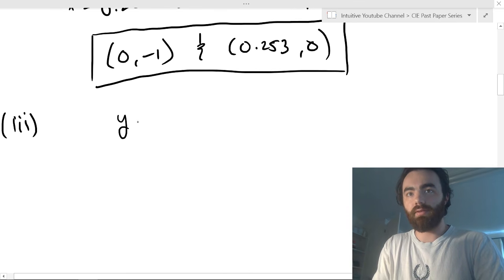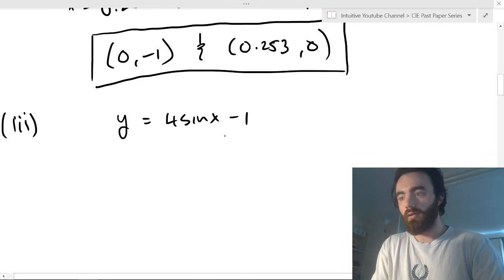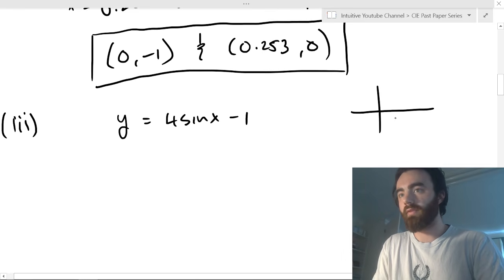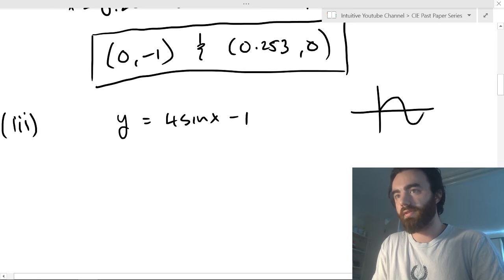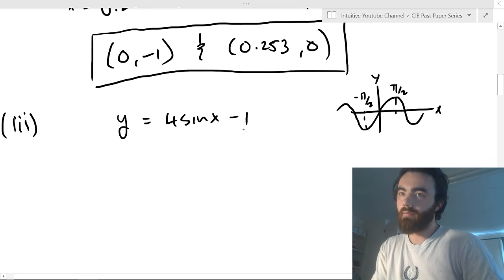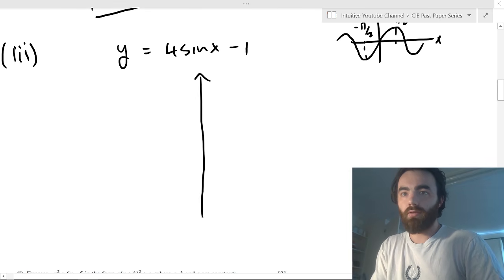So we have 4 sine of x. On the worksheet, I show you in the fundamental content exactly how this works. But basically, whenever I have to sketch one of these, I just draw out what a sine graph looks like. A sine graph looks like that, and we know it's between minus pi over 2 and pi over 2. It's going to have an amplitude of 4, and it's going to be shifted down by 1.